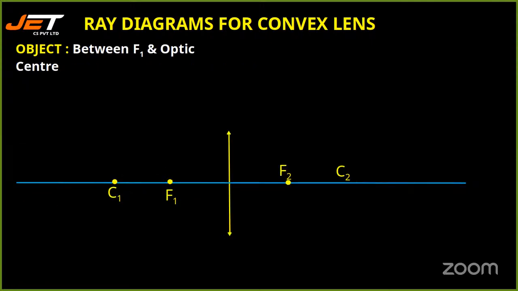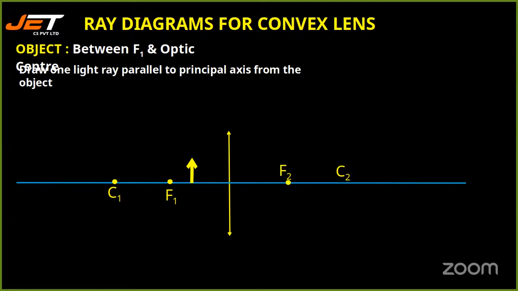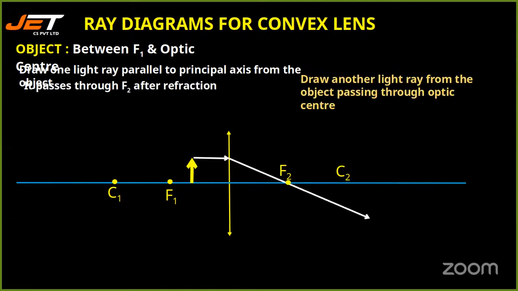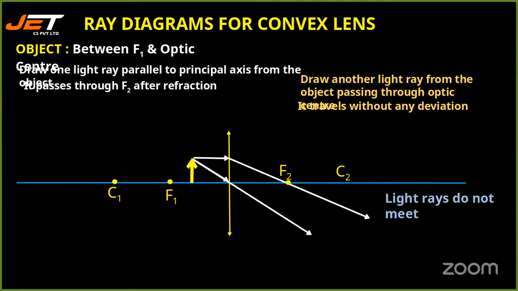Now, another position. If the object is placed between the focus point F1 and the optic center, where is the optic center? It is at the center of the lens. So the object will be here. One light ray will be parallel to the principal axis from the object. It will pass through F2 after refraction, and another light ray will be passing through the center of the lens, which is optic center, and it goes undeviated. So again, light rays do not meet here, right? But appear to come from a point, right? Yes or no?